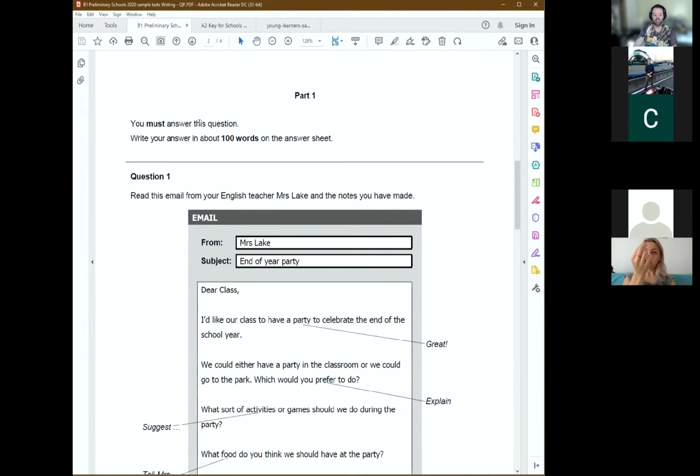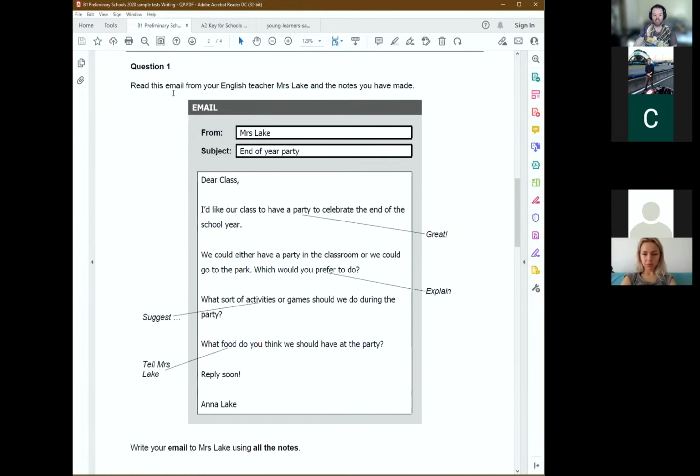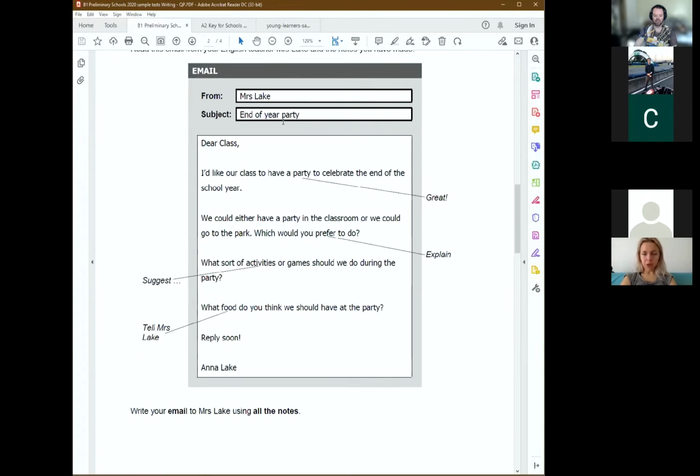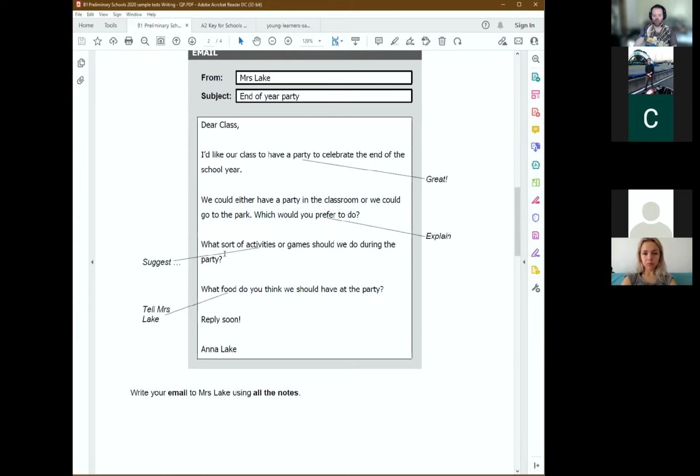Part 1, you must answer this question, and you write it on the answer sheet. Read this email from your English teacher, Mrs. Lake, and the notes you have made. So we know what the subject is from the subject line. They have to read and interpret the email. They need to respond to all 4 points. And sometimes it can be difficult for them to know how to respond.